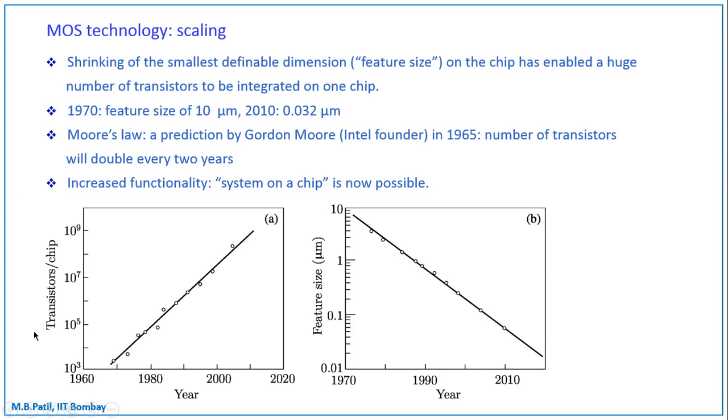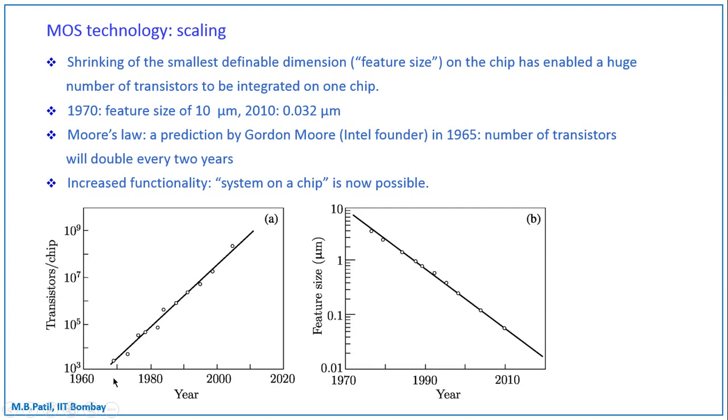And as a result of the steady reduction in the feature size over the years, the number of transistors per chip has been going up correspondingly. And here is a plot. This is the number of transistors per chip, and that is the year. And note that this scale is also logarithmic. This is 1000 transistors per chip. This is 10,000. This is 100,000, 1 million, 10 million, and so on.